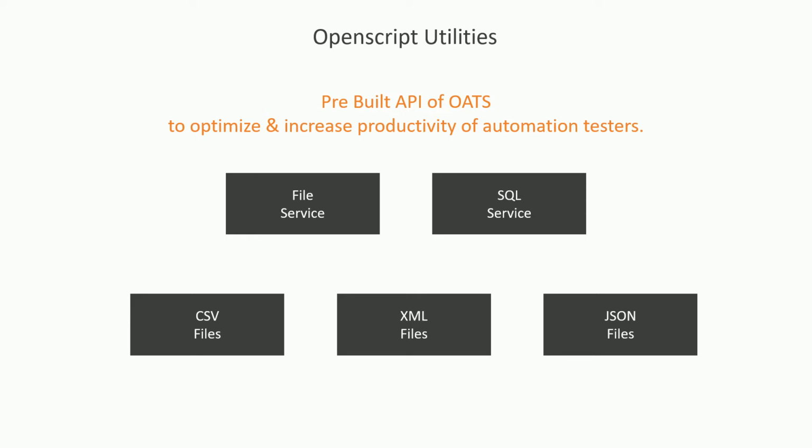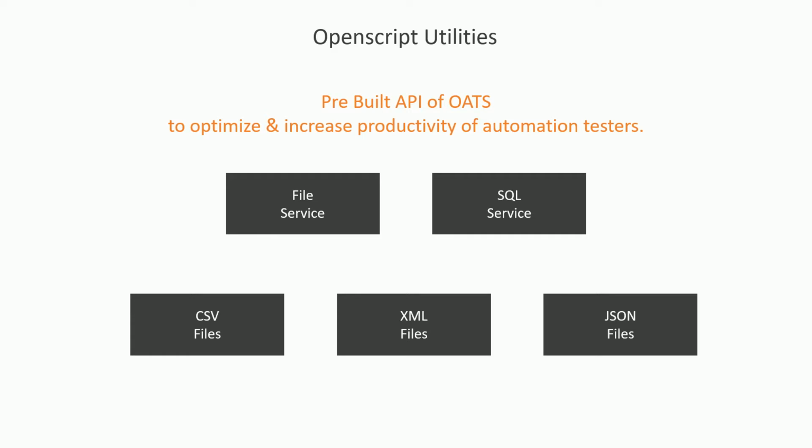In this session, we will learn about OpenScript utilities. OpenScript has provided a pre-built API in order to optimize and increase the productivity of any automation test engineer. That is, they have written a huge set of code and provided it in the form of utilities which anyone can directly use with their API. This is provided with the object called utilities.